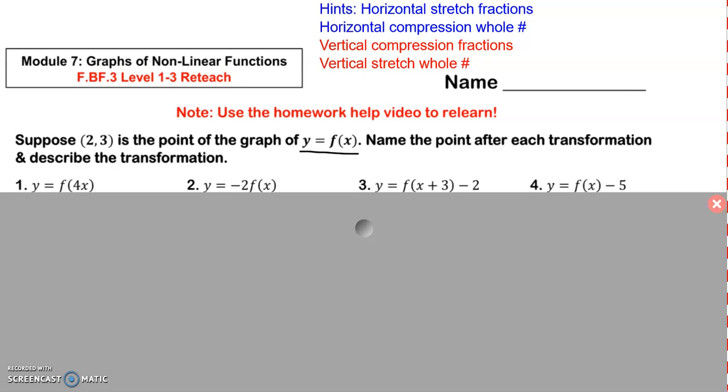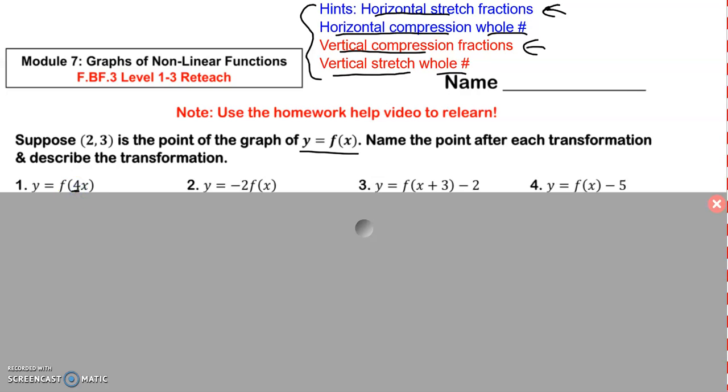So here's the first thing I need to tell you. I gave you some hints because this really helps me. I know it's kind of confusing. If it's a horizontal stretch, you know it's going to be a fraction. If it's a horizontal compression, we know it's going to be a whole number. If it's a vertical compression, then we know it's a fraction. And if it's a vertical stretch, it's a whole number. So you might want to write those hints down as we go through this page to help us out.